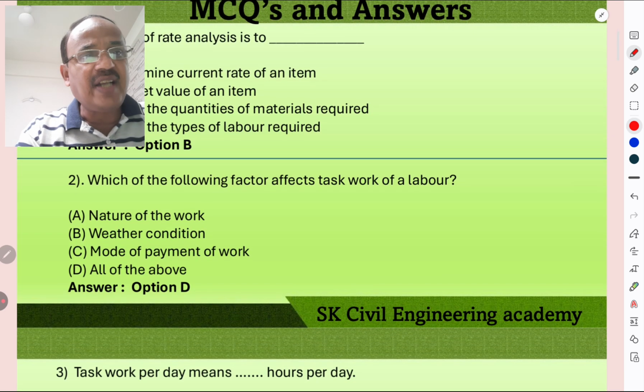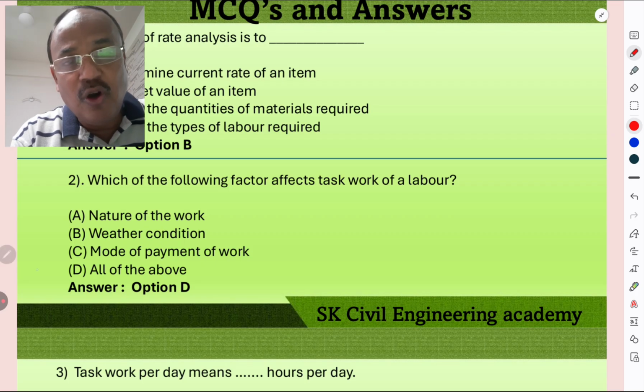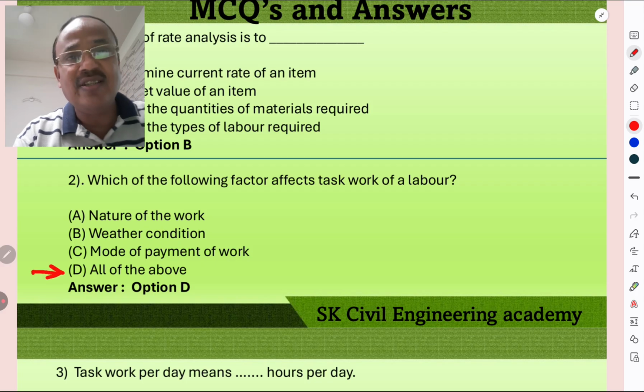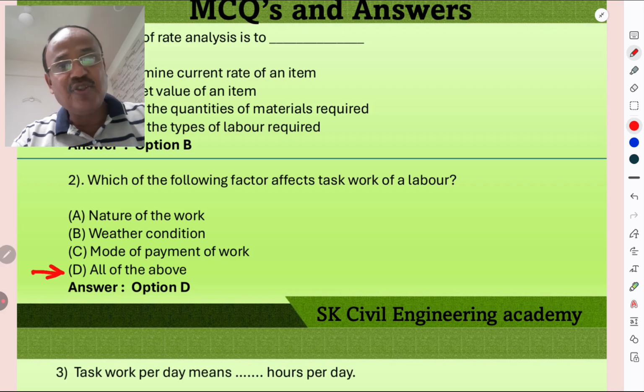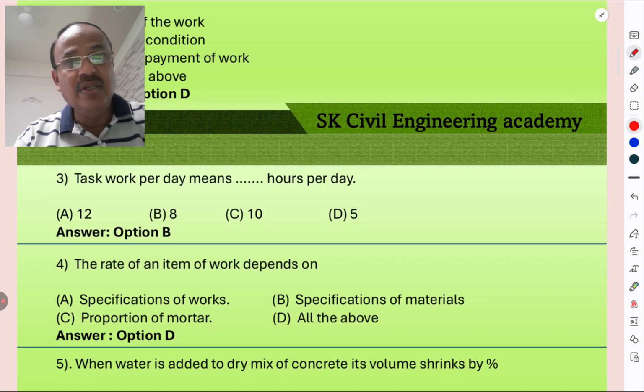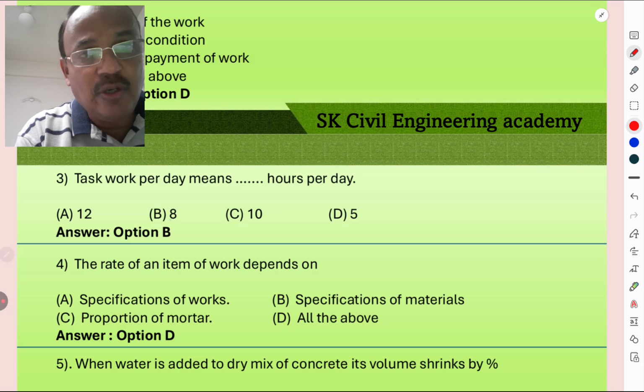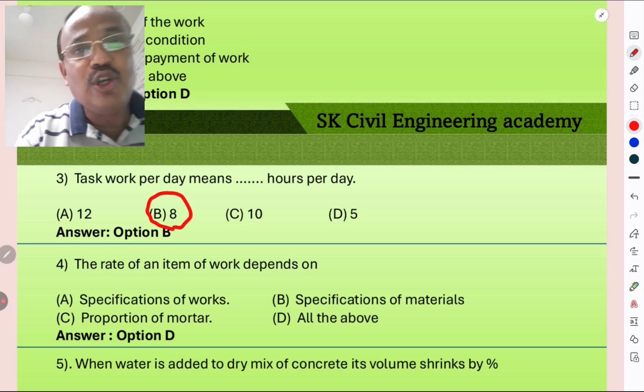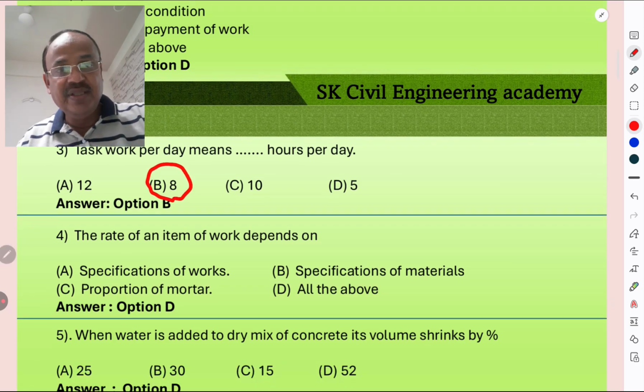Which of the following factors affect the task work of a labor? Nature of work, weather condition, mode of payment of work, all of the above. What is task work? It is the daily output and it depends upon A, B, C. So option D is the correct answer. Task work per day means 8 hours per day. The option B is correct because we also work for 8 hours.